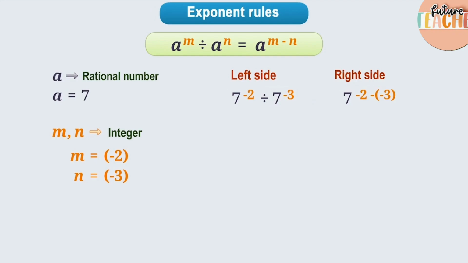By simplifying the right side, we will get 7 to the power (minus 2 plus 3), which is equal to 7 to the power 1. Now we will simplify the left side. 7 to the power minus 2 divided by 7 to the power minus 3 is equal to 1 upon 7 to the power 2 divided by 1 upon 7 to the power 3. Can you tell how we will simplify this division now? Give it a thought.